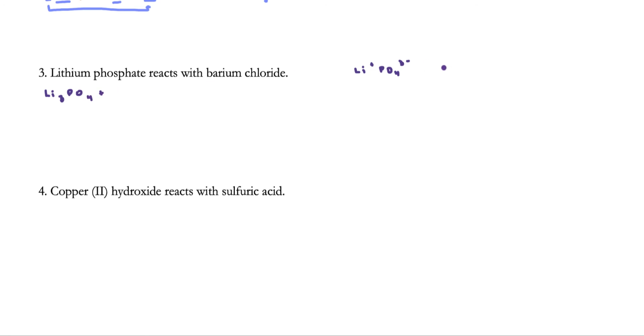So barium has a 2+ charge. Chloride has a 1- charge. So when you cross your charges, you get BaCl2.